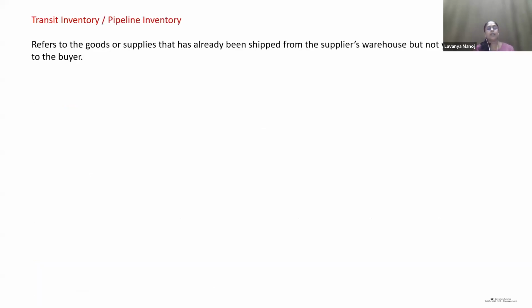And then we have transit inventory or pipeline inventory. Both are one and the same. This refers to the inventory which is in transportation, on the way to the customer. The product has been taken out from the warehouse. It is on the transportation vehicle, on the way to the customer. So that is transit inventory or pipeline inventory.